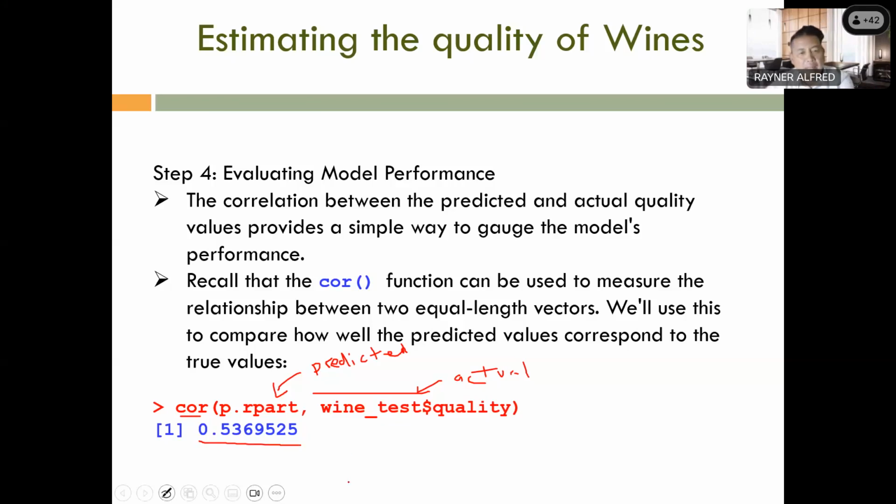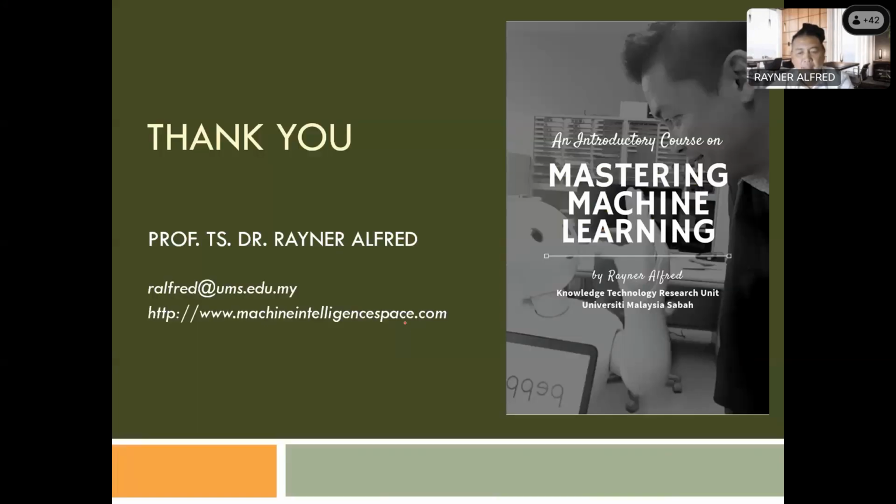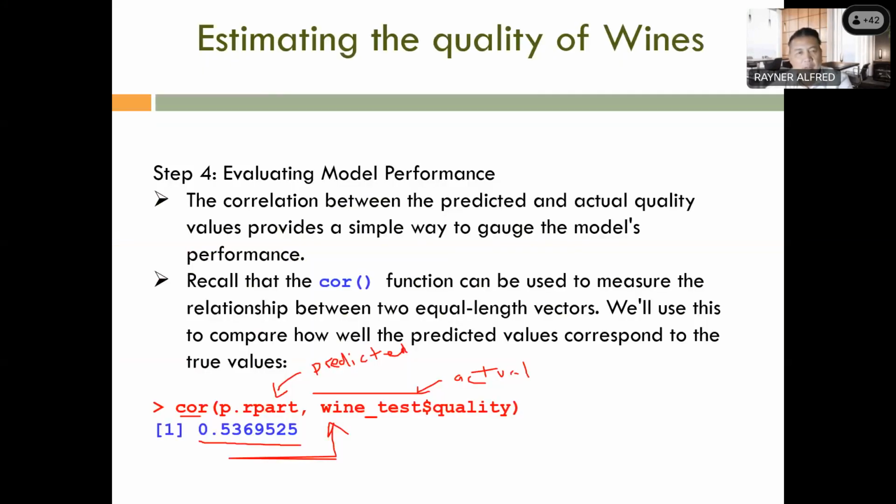Okay, so the aim is to have a higher value of correlation. So somehow what we can conclude here is that the regression tree is able to model the data that we have because we have a correlation of 0.54. Okay, so we must get a correlation above 0.5. Okay, so that's how we validate the finding, and I think that's all.